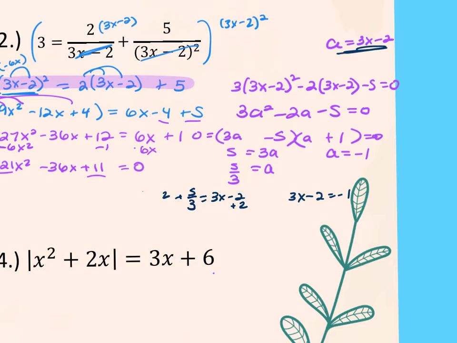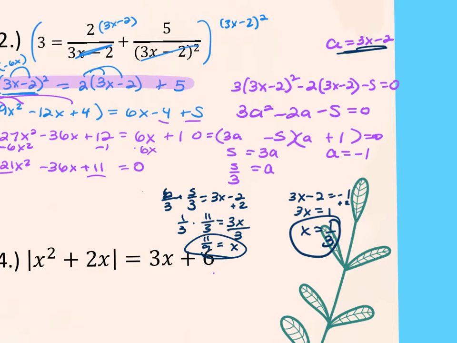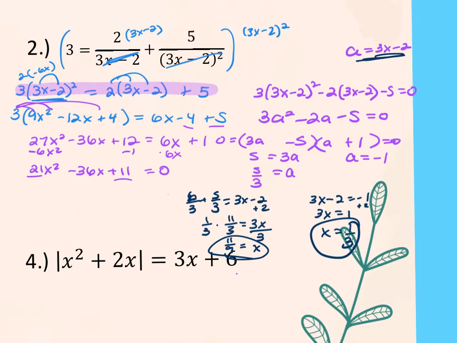Add the 2 here, which would be 6/3. 11/3 equals 3x, divided by 3, times 1/3, and I get 11/9. For the other, 3x would equal, add the 2, 1, and x would equal 1/3. And again, check those answers. The only one I can't have would be 2/3, which means both of these are fine.